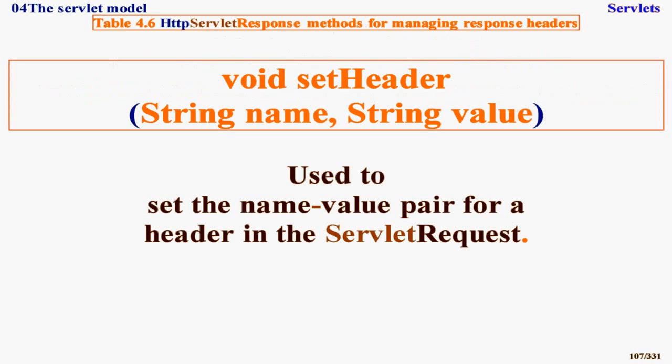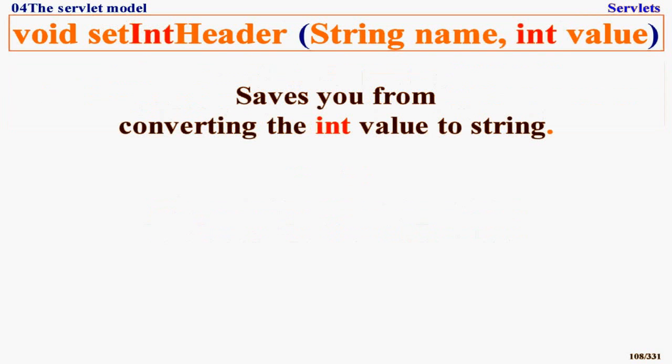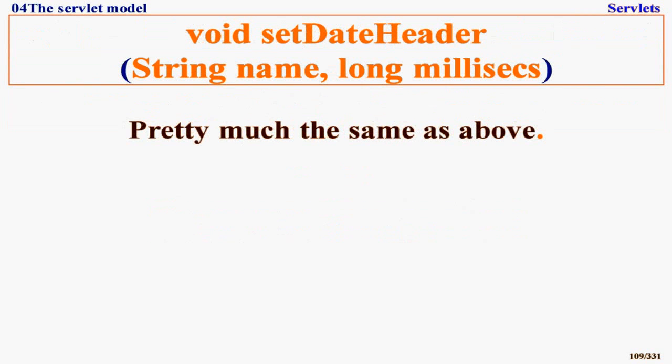Table 4.6: HttpServletResponse methods for managing response headers. void setHeader(String name, String value) is used to set the name-value pair for a header in the servlet response. void setIntHeader(String name, int value) saves you from converting the int value to a string. void setDateHeader(String name, long date) is pretty much the same as above.